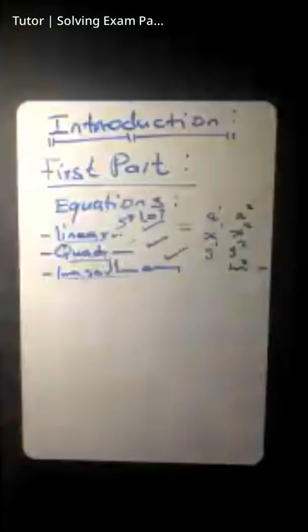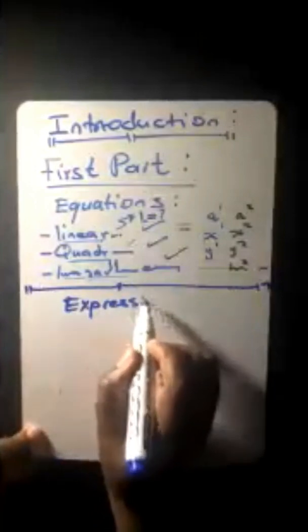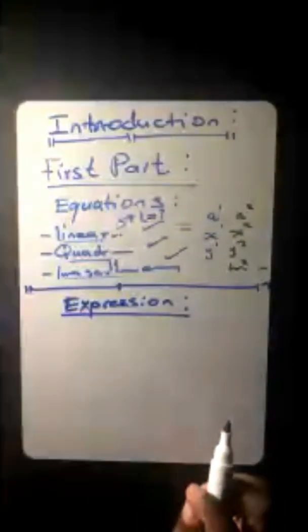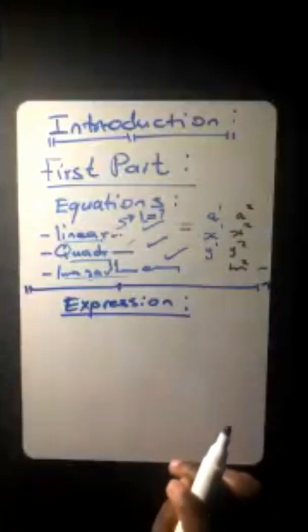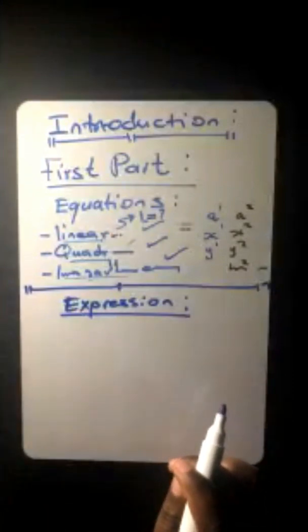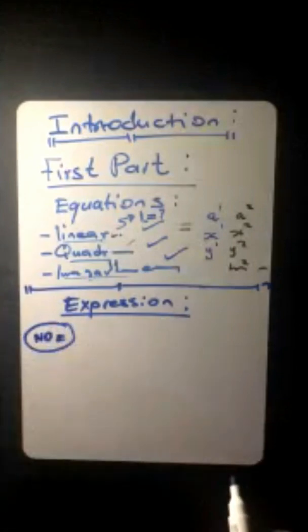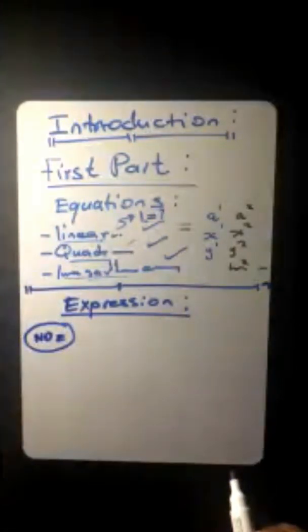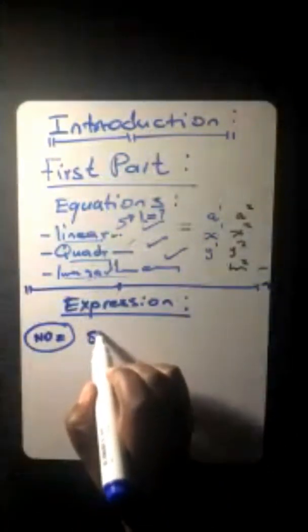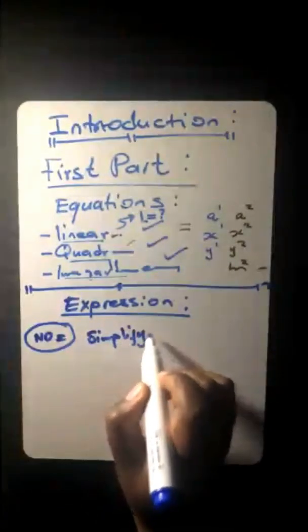Guys, I've talked much about an equation. Now, I want to talk about an expression. Good people, an expression is something that you can also be given. So in short, when you're given an expression, how do you notice that you are given an expression? That's when you don't see an equal sign. So that's why I'm writing over there, no equal sign. So what do you do when you're given an expression? Good people, you simplify. Easy.